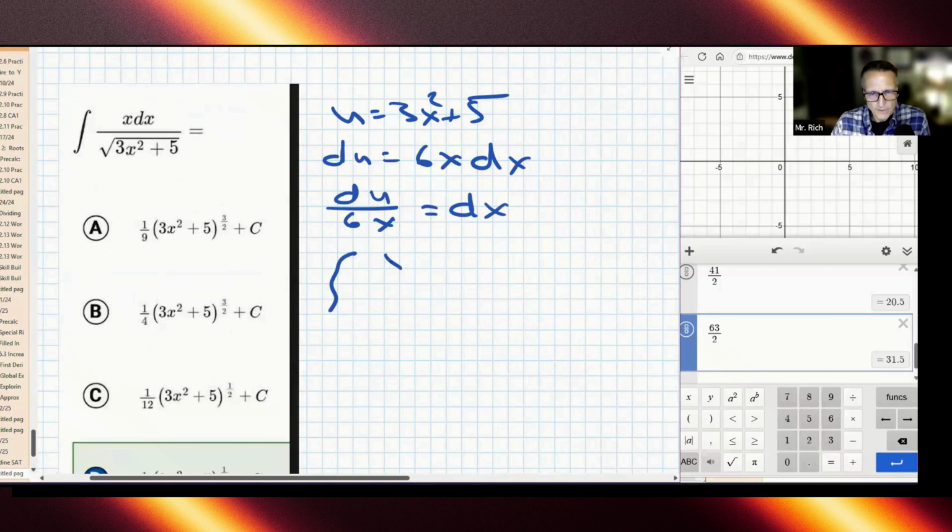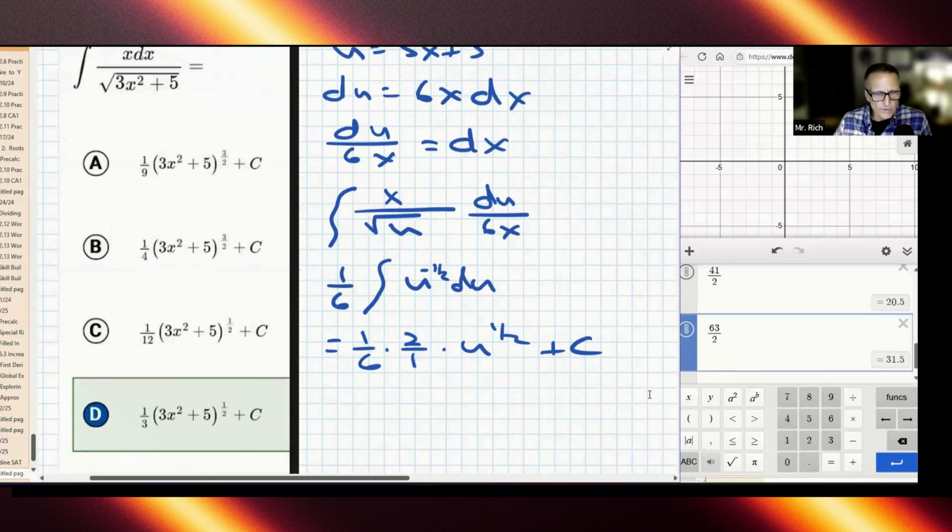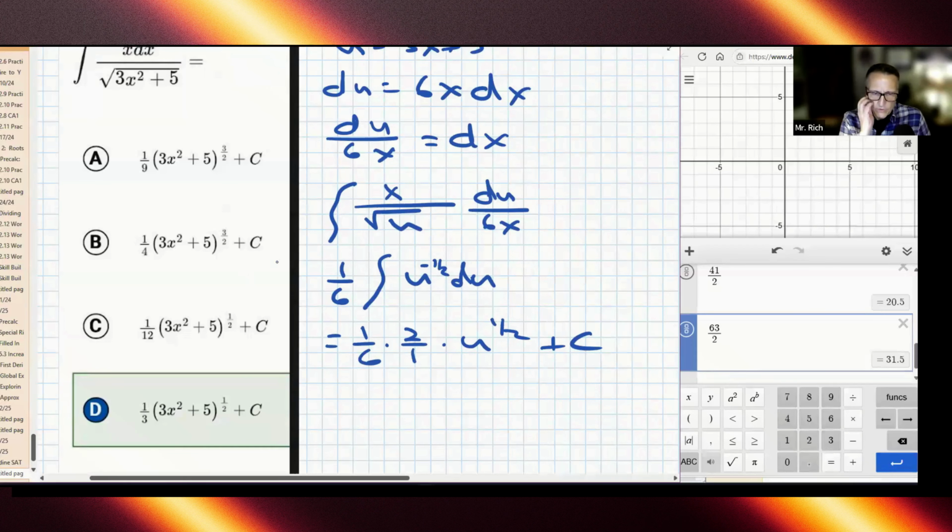Okay, so I have an x up here. I now have a square root of u. The dx is du over 6x. The x's will cancel. The 6 in the denominator will come out as a constant 1/6, leaving me u to the minus 1/2 du. So I bump up the exponent by 1 to make it 1/2. I divide by that, or multiply by 2, plus c. So it looks like it's 1/3 times the square root of 3x squared plus 5 to the 1/2. It is, because that's a 1/3. That is indeed, well, it's the square root, but just to the 1/2 power.